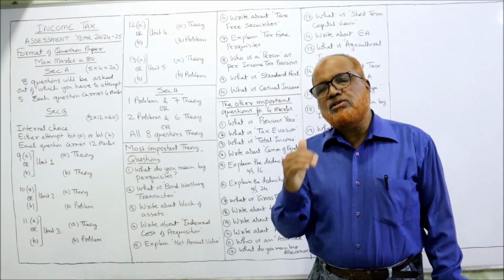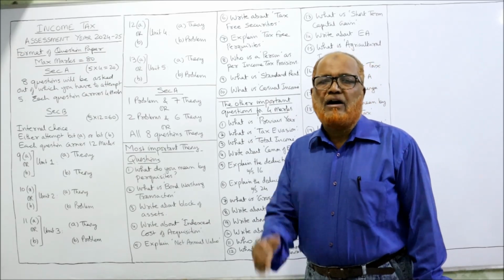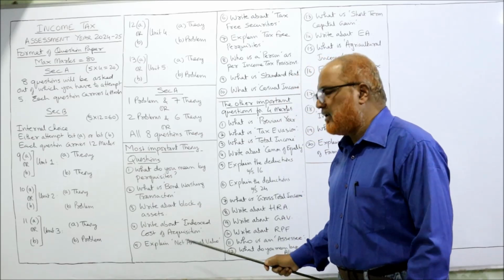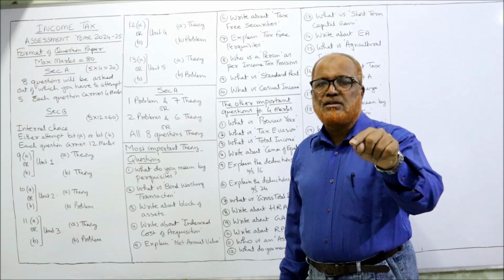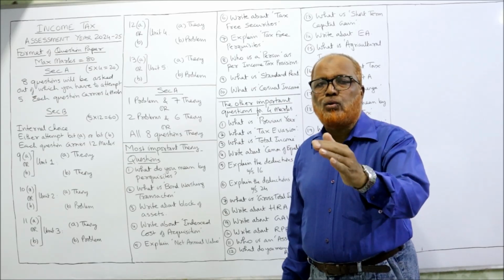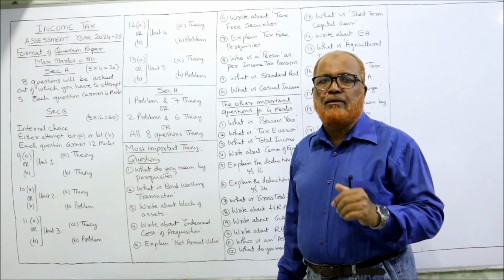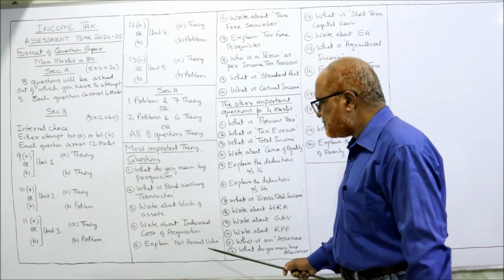From gross annual value, subtract municipal taxes paid by the owner. After deducting municipal taxes, the resulting figure is called net annual value. From net annual value, if you deduct deductions under section 24, 24A and 24B, then you will get income from house property.